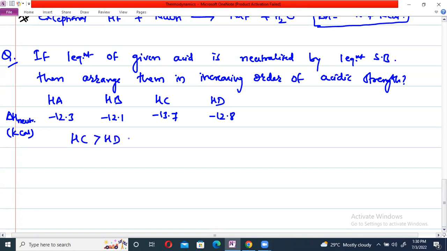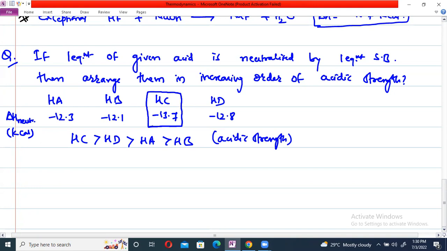Then it will have HD, then HA, then HB. But it is the order of acidic strength. Why? Because 13.7 kilocalorie is a standard value.